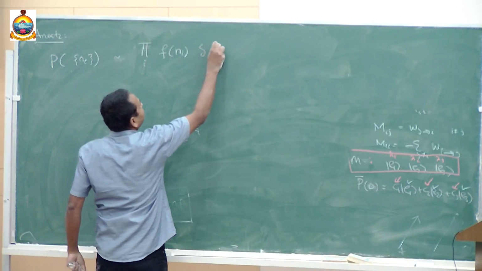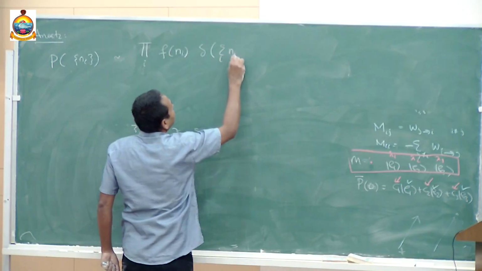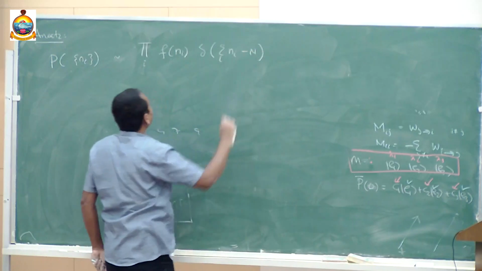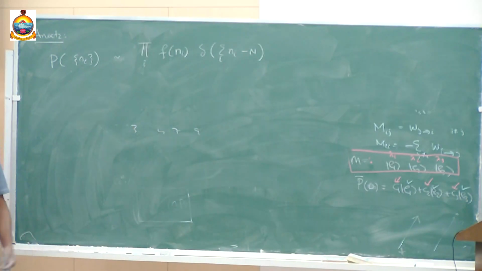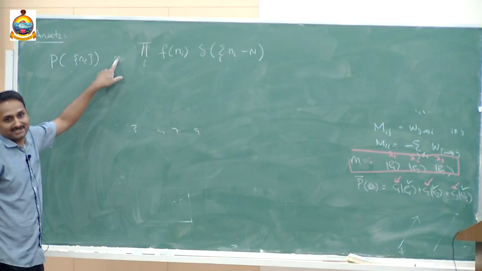That is restricted by putting a delta function. If you put delta of summation over i Ni minus n, this will take care of the number conservation. The total number of particles is conserved. So this is fine. But still there is this wiggle thing, because this is just a normalization of probability.